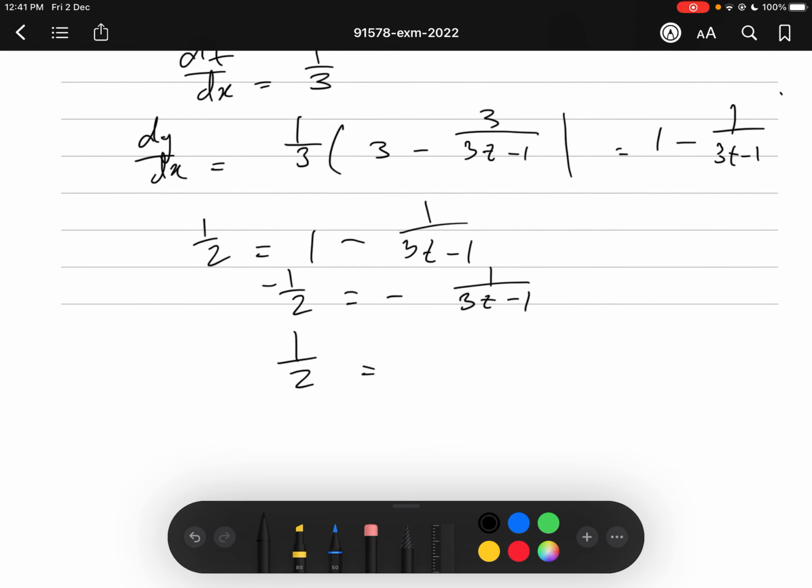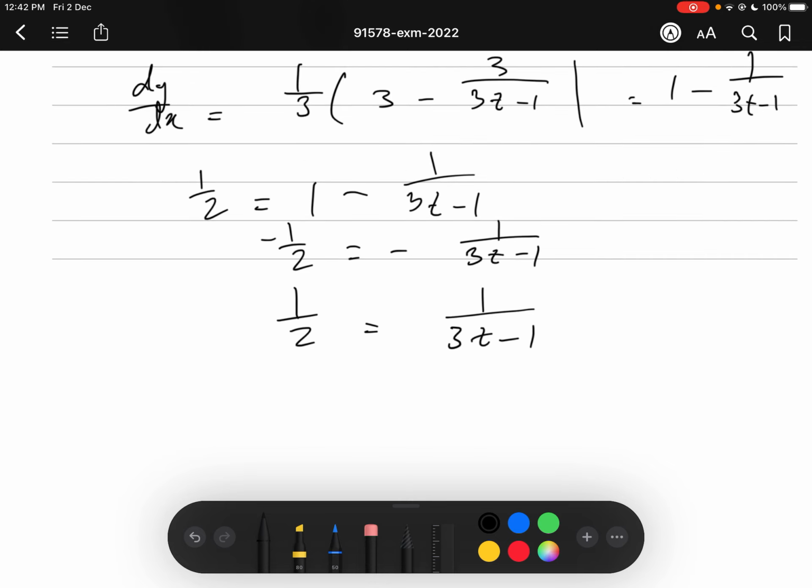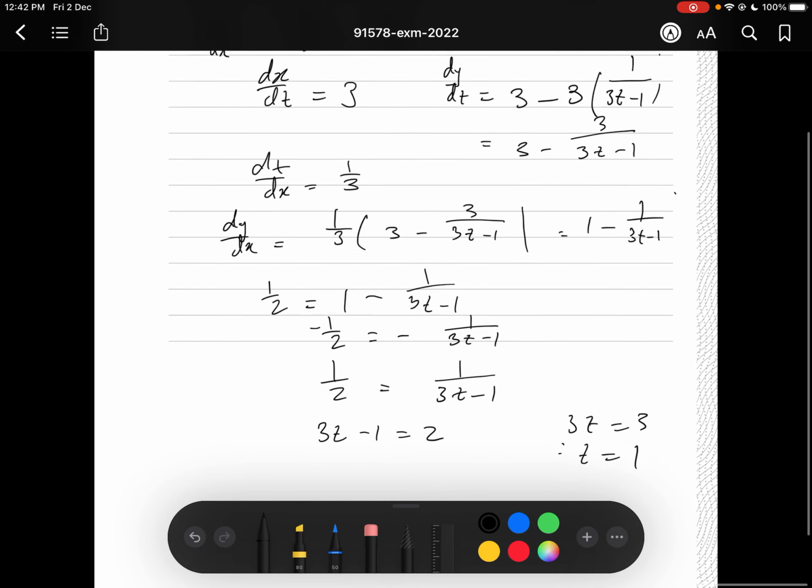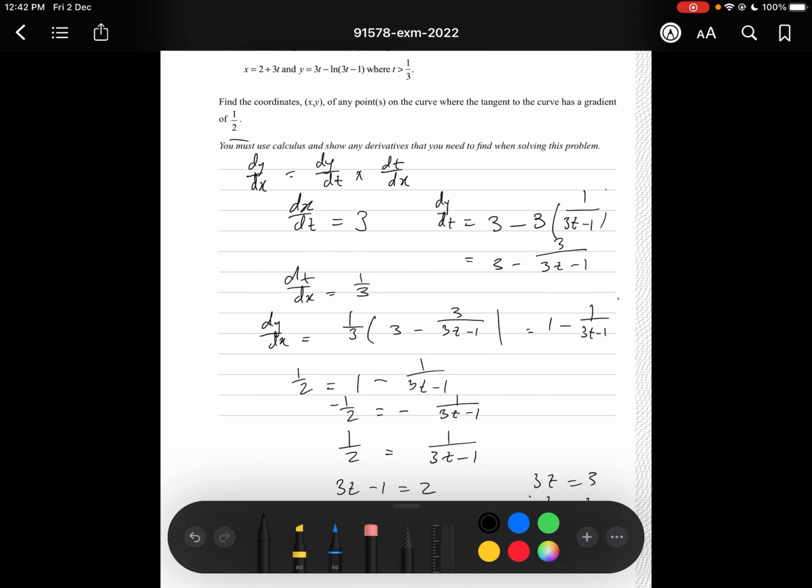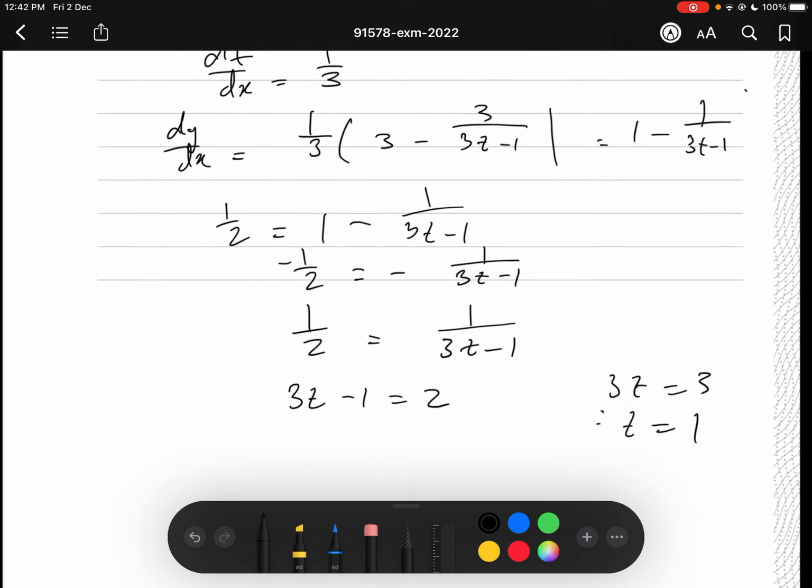So we have 1/2 equals 1 on 3t minus 1. And now we can say that 3t minus 1 equals 2. And therefore 3t equals 3, and therefore t equals 1. Alright, so we're not quite done yet, because finding the t value doesn't actually tell us anything about x and y. So in order for us to know anything about x and y, we should substitute t equals 1 back into our equations for x of t and y of t.